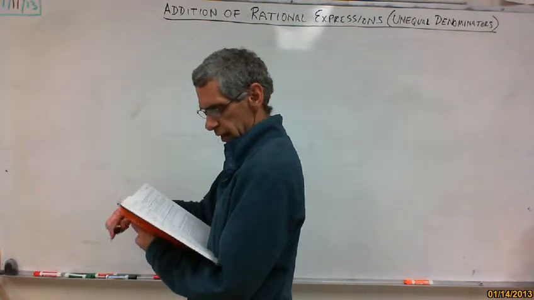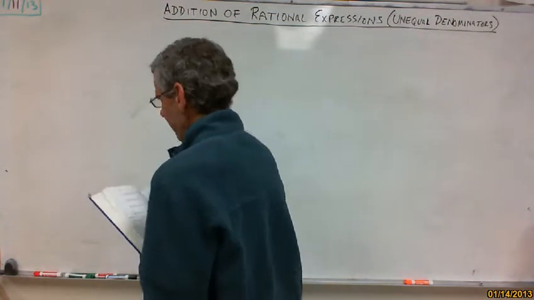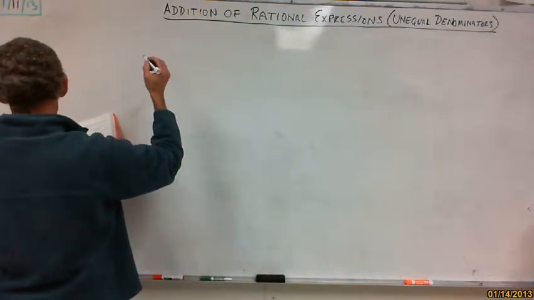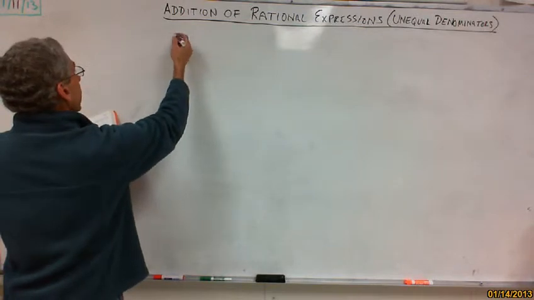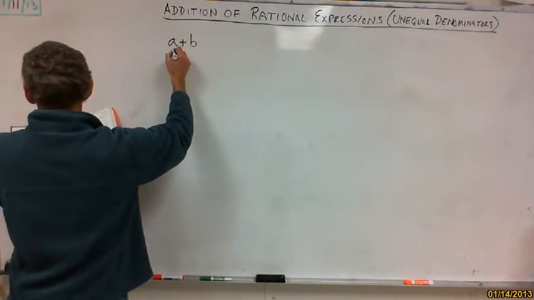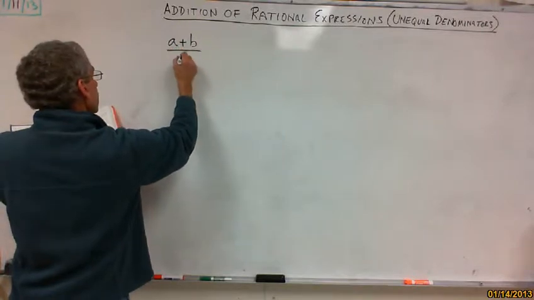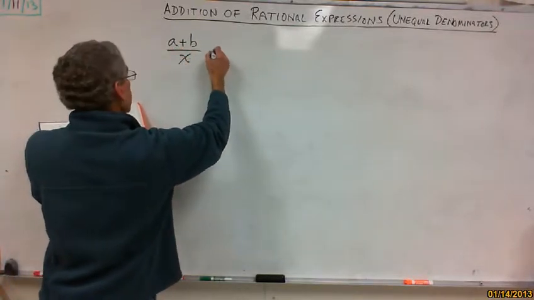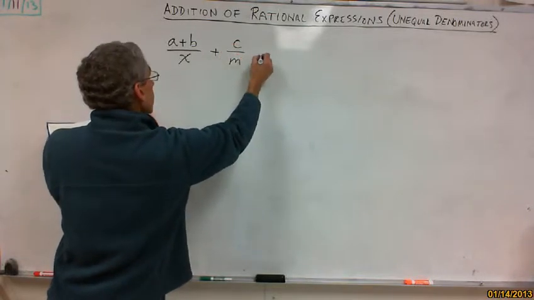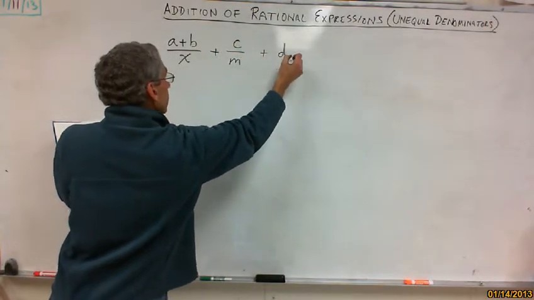All right, I'm going to do a slightly harder one. So we have, where is it? Oh yeah, a plus b over x plus c over m plus d.